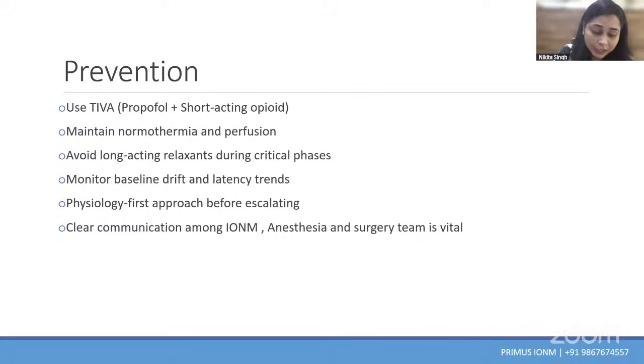If there is any drop or any such response wherein you have lost your MEPs overall, you should first escalate it with the anesthesia team. Check with them whether they have given any boluses, or whether there is any drop in MAP or any changes in temperature, and then come to a conclusion later on. Clear communication among the IONM, anesthesia and surgery teams is very vital.